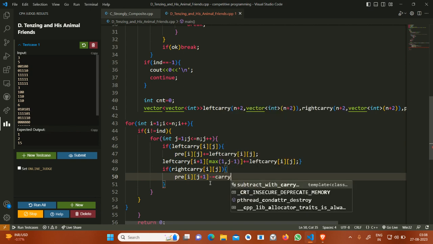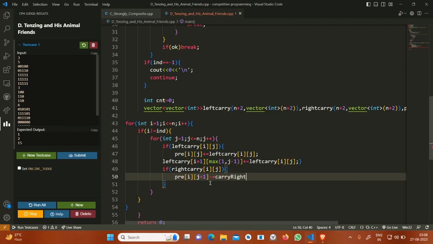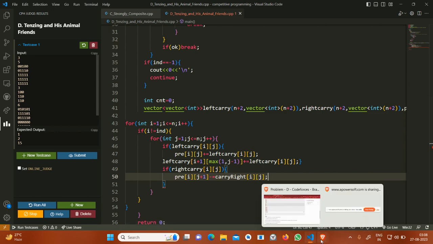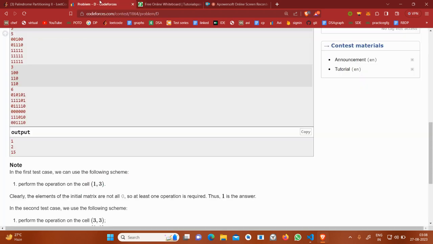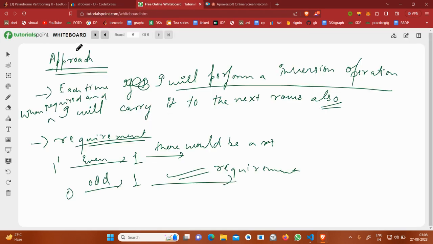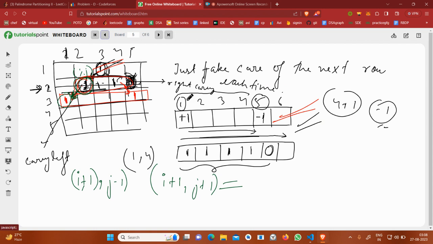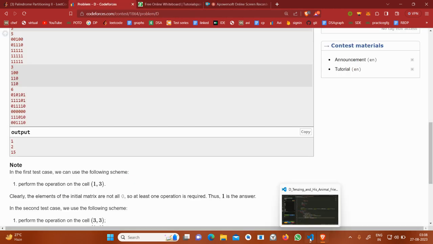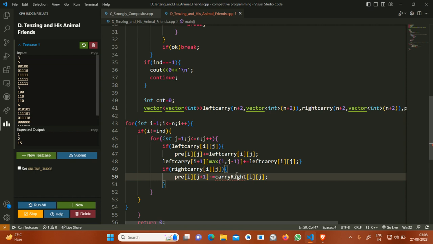minus equals to carry right i comma j. If there exists, I am here in this section performing this operation. Yeah, this part means maintaining the ones, the contribution in that row. Okay, so carry right minus equals to carry right i j.